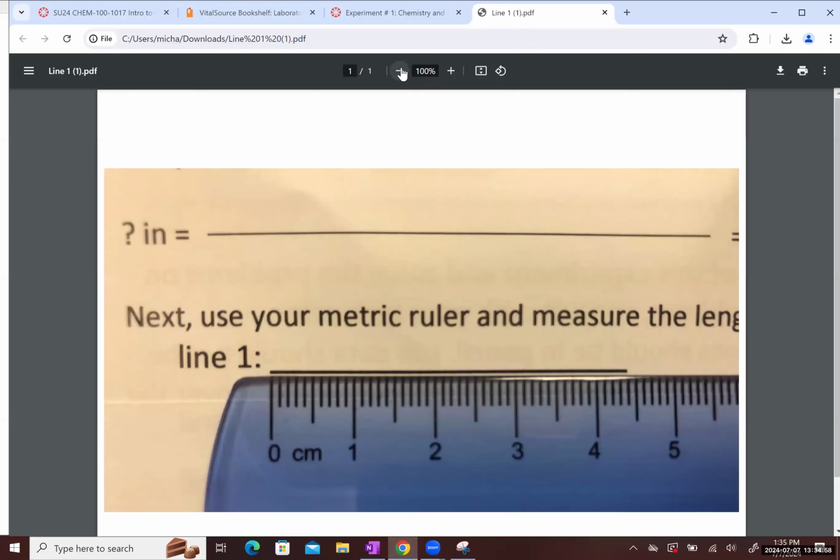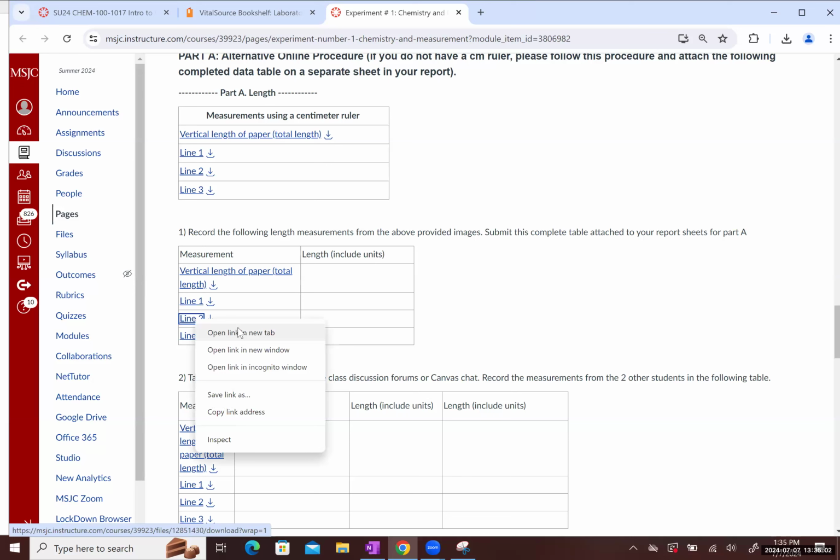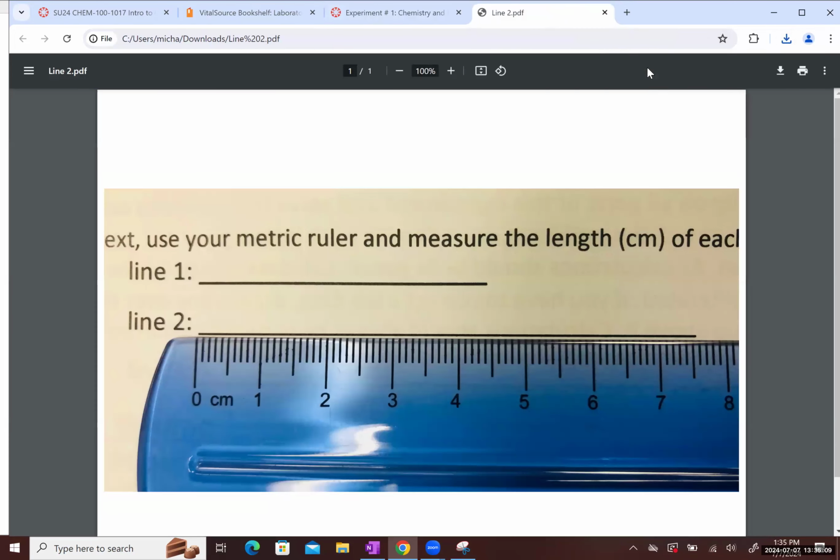Okay, so let's look at the next line. Again, we're just going through this table, which has all these images in the experiment 1 page. Same ruler, so we can follow the same rules for certain and estimated digits. We're between 7 and 8. We're 1, 2, 3, 4, 5 tick marks out, so we're somewhere between 5 and 6. I'd estimate this to be about 7.55 centimeters.